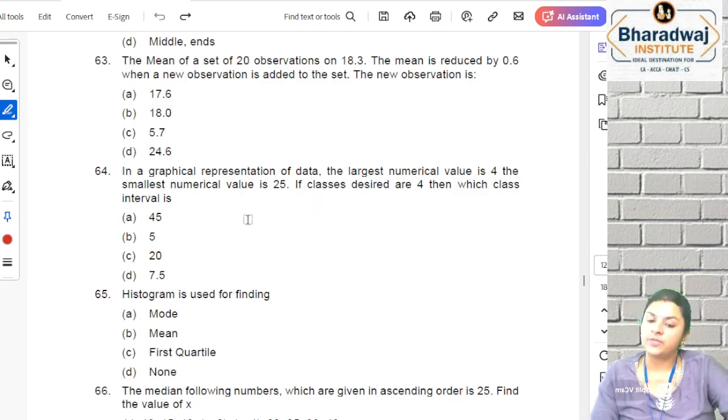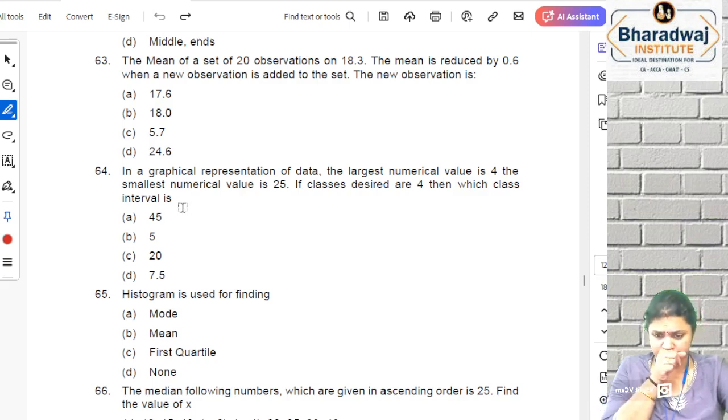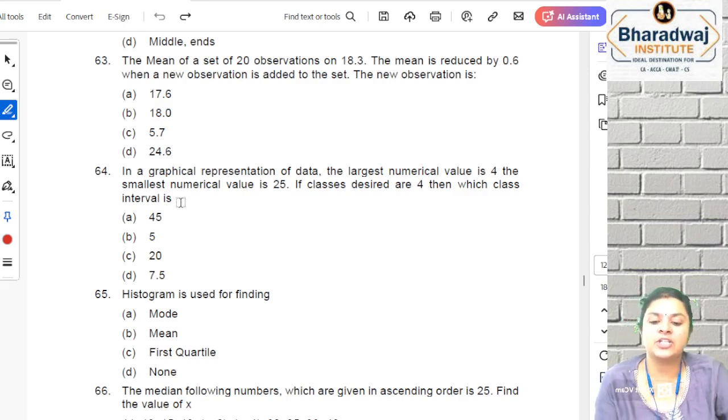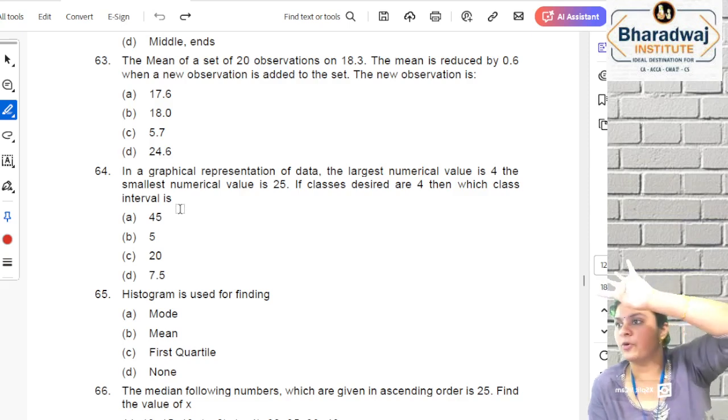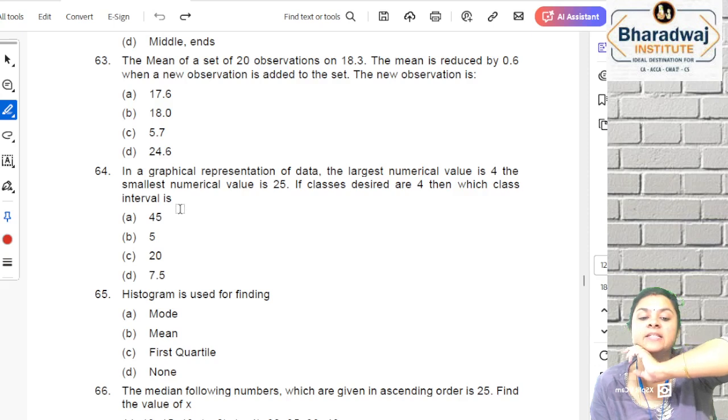In a graphical representation of data, the largest numerical value is 25 and the smallest value is 4. If the classes desired are 4, then which class interval is it? Okay, there is a value that is missing. What is the class interval here? The smallest value is 4, the largest value is 25. The classes desired are 4.